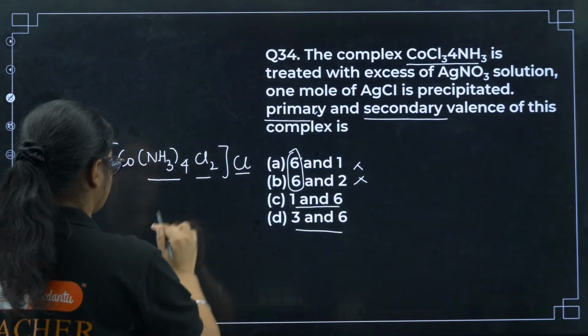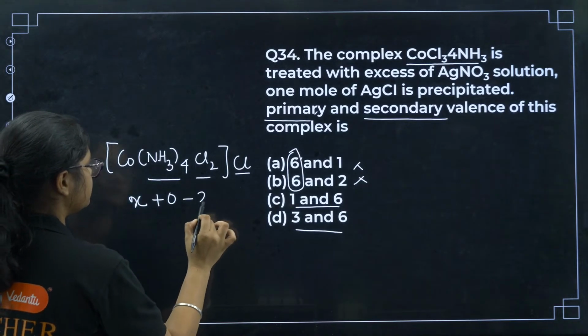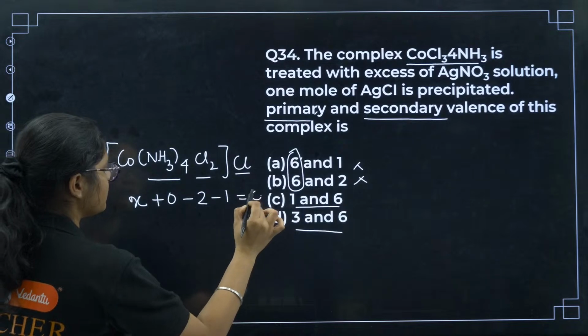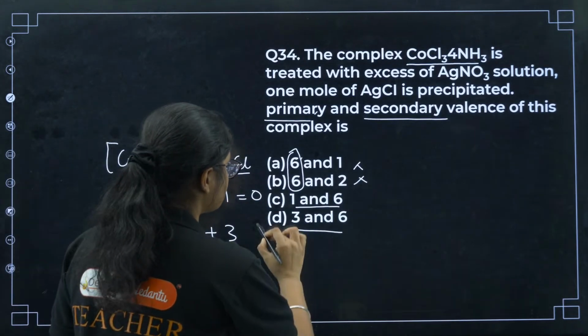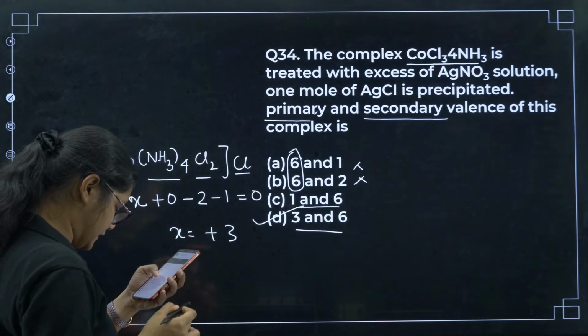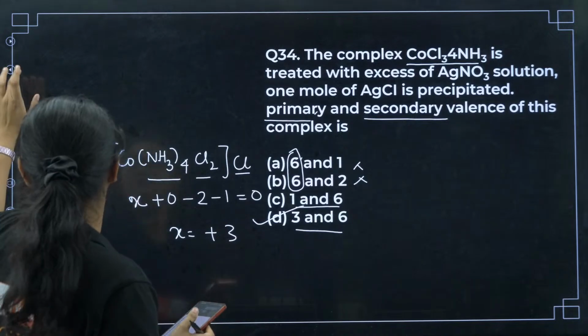Now if I want to calculate the oxidation number, this is X, NH3 is 0, this is -2, this is -1, equal to 0. So X will be equal to +3, right? So which is the correct answer? Option number D here. Yes. 34. Pradeep and Pawan have given correct answer.